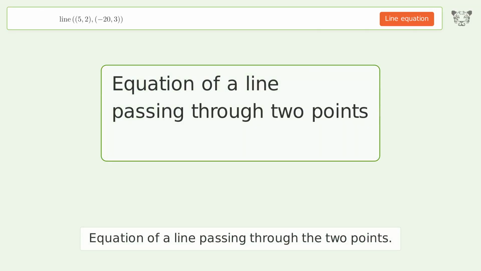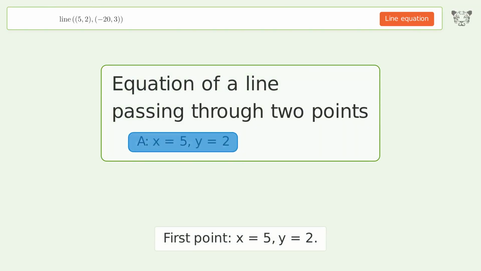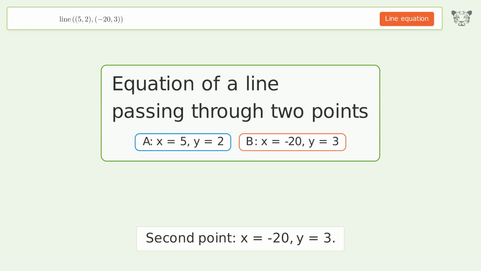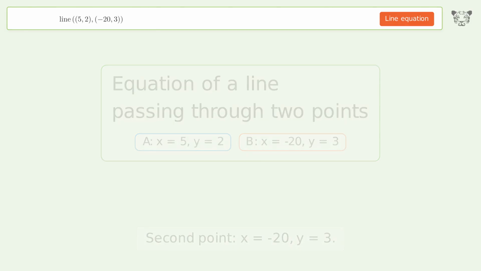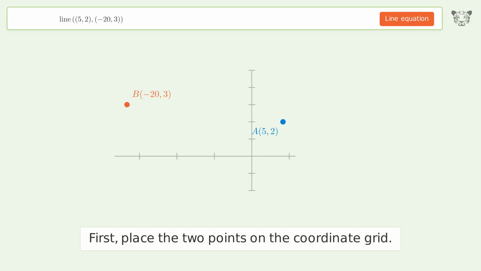Equation of a line passing through 2 points. The first point has x equals 5, and y equals 2. The second point has x equals -20, and y equals 3. First, place the 2 points on the coordinate grid.